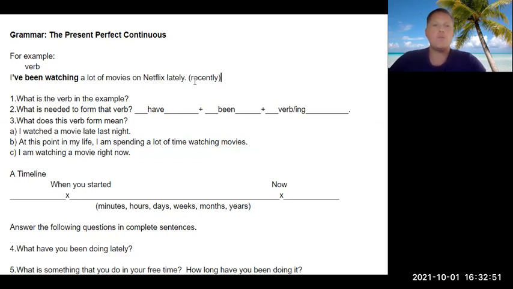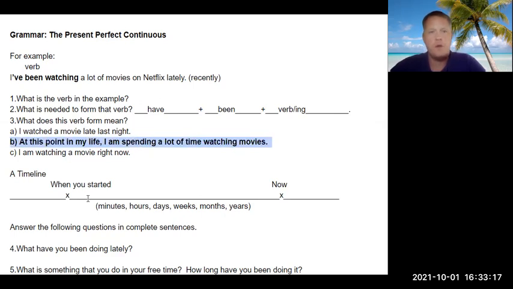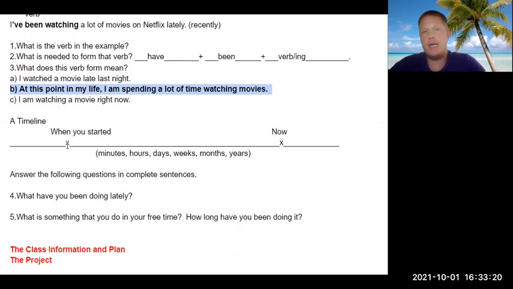Okay. So it's not A, and it's not right now necessarily, meaning at this point in time, at this moment, but at this point in my life, meaning it could be minutes, hours, days, weeks, months, or years. So it is B. All right. So on a timeline, it would look like this. Some point when you started doing something, and now.